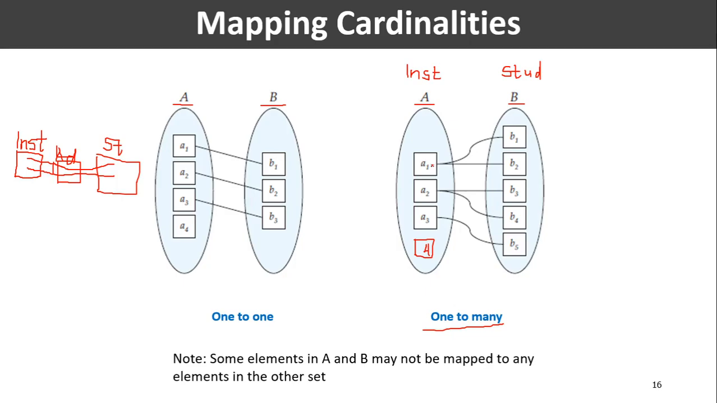So once again I will repeat the definition of one-to-many. An entity in A is associated with any number, 0 or more, of entities in B. However, an entity in B can be associated with at most one entity in entity set A.